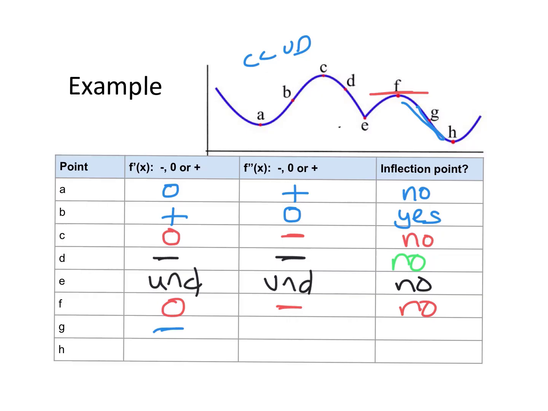Point G, here our curve is headed downhill, so that means we have negative slope. G is that place where we have that inflection point. So my second derivative is going to be 0, and yes, this is an inflection point.